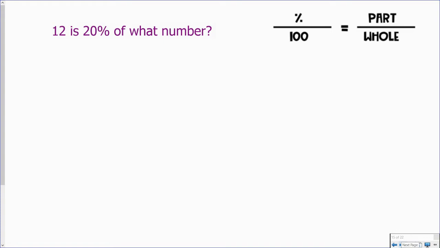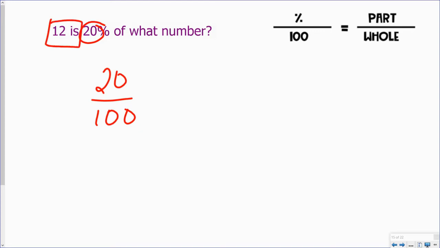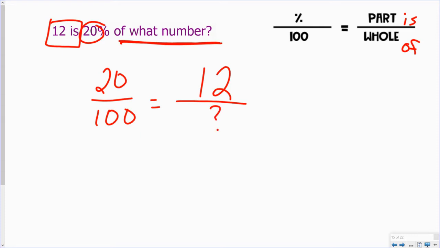So here we have 12 is 20% of what number? So again, 20% means that we've got 20 over 100 because that's what represents my percent. And then it says 12 is. So that means the part is always represented by the word is. So 12 would go here. And again, the whole is represented by the word of, and it says of what number. So that means we are looking for the whole in this case.